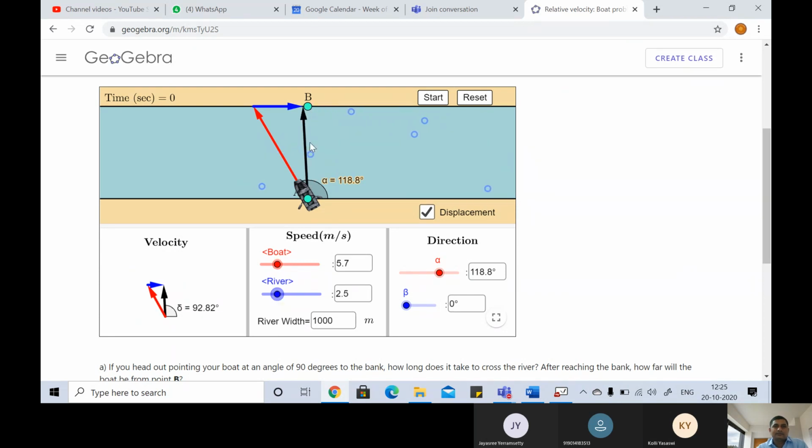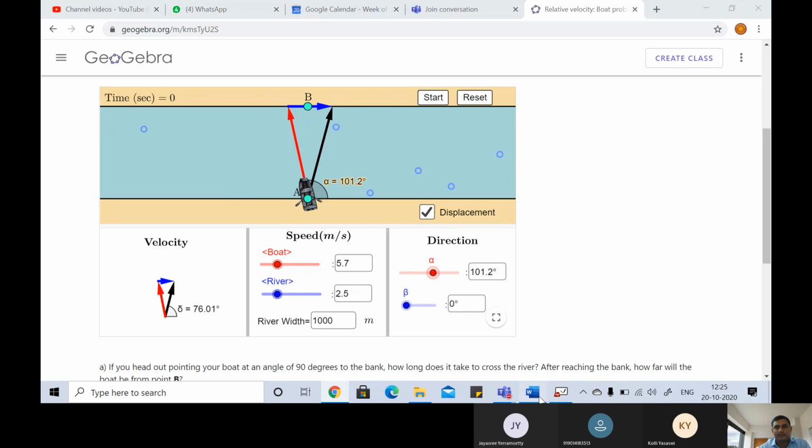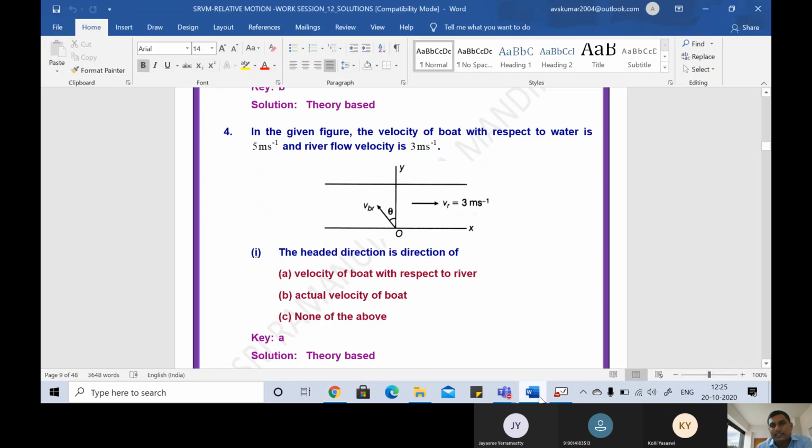See here. They are telling that the boat wants to cross the river in minimum time. Minimum time means he should go like this, correct? His effort should be like this, correct? Are you understanding? Right now they're telling that his effort is some angle like this. Angle is measured with respect to vertical. Now what should be this angle, this theta?